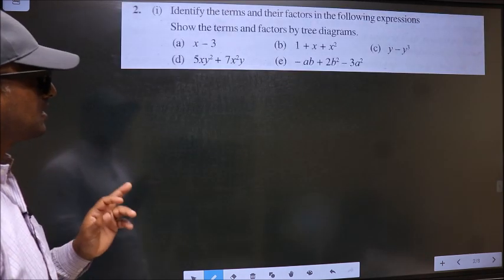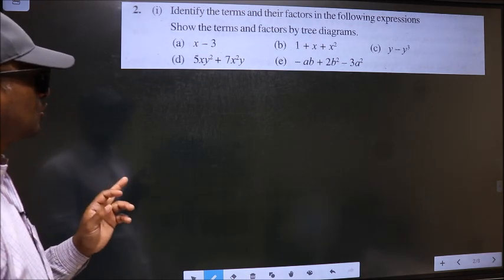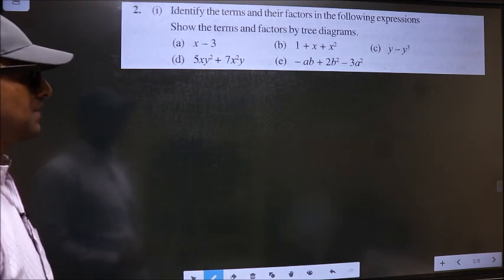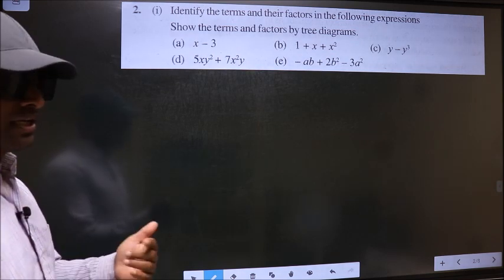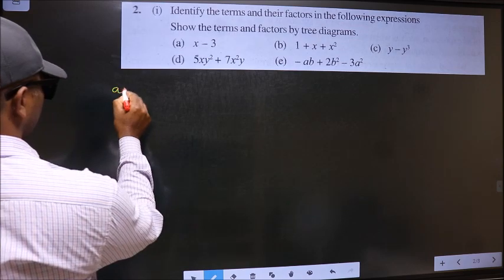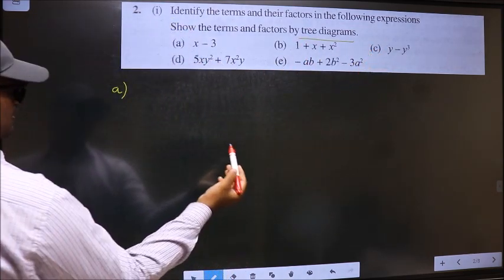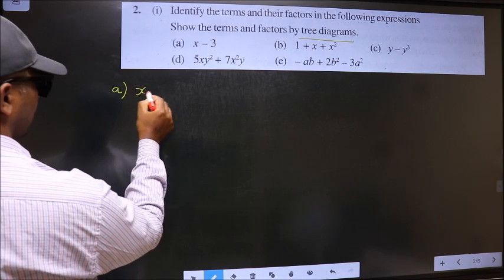Identify the terms and their factors in the following expressions. Show the terms and factors by tree diagrams. How do we do that? See. First A1. We should show in the tree diagrams. So A1 is x minus 3.